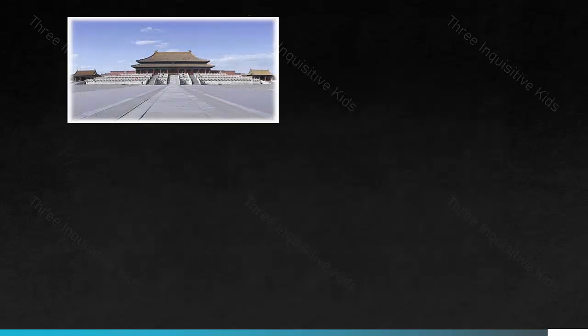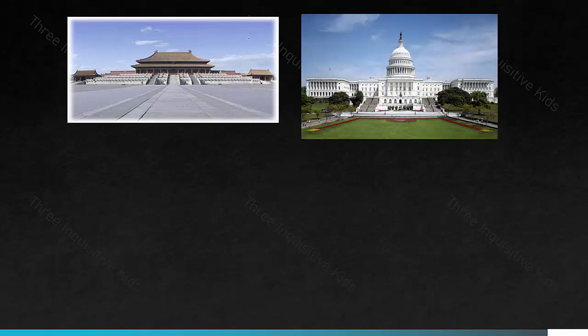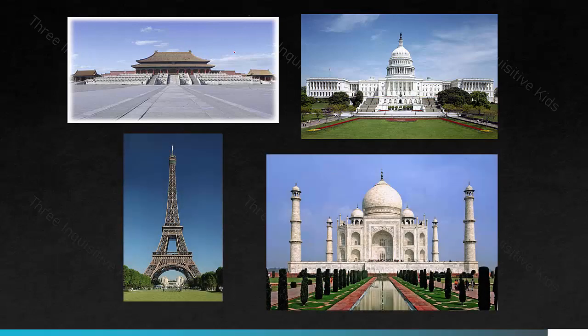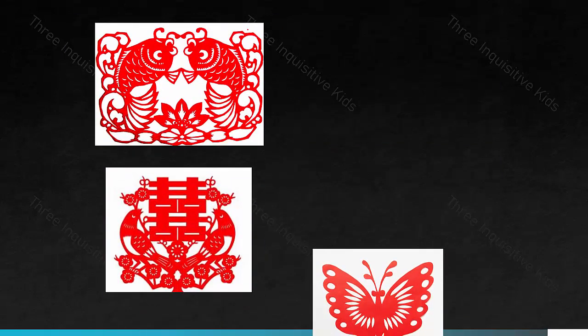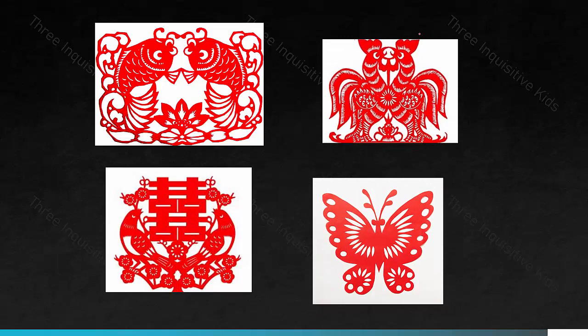Here are some more images. This is the Forbidden City in China. This is the United States Congress. This is the Eiffel Tower, and this is the Taj Mahal in India. These are all very famous landmarks, and they all have symmetry to them. And these images are the red patterns that you cut out usually during Chinese New Year or a Chinese festival. Most of these intricate pictures are made when you fold a piece of paper over and over again, and then you cut it in a specific way. When you unfold your piece of paper, you are left with an image like this.